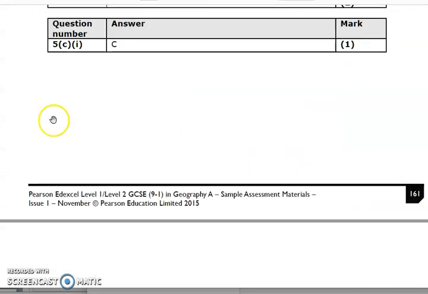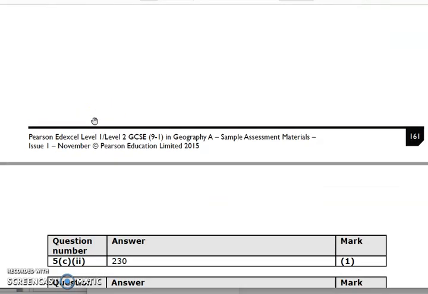So the answers for those simple maths questions: the modal class, the most common, was C, 200 to 300,000. And then the range was 230. So 280 minus 50 is 230,000. So again, it should be 230,000, not 230 as was stated there. So even the mark scheme can get things wrong.